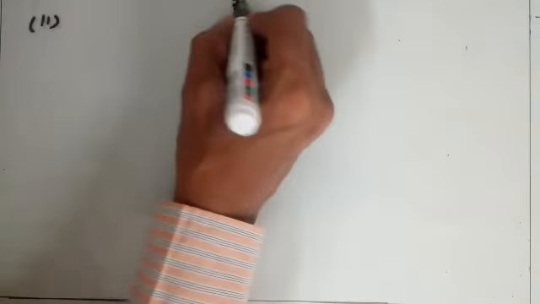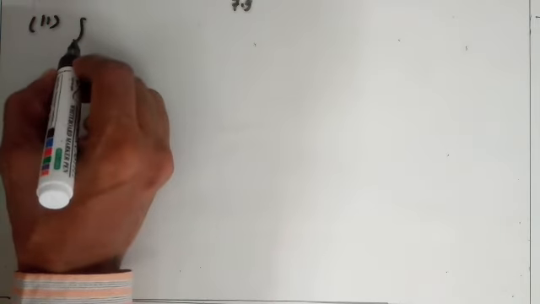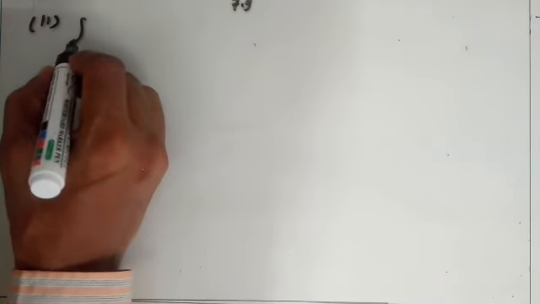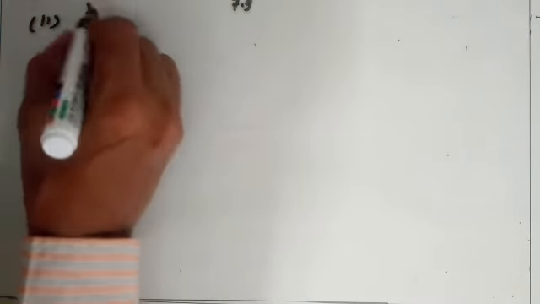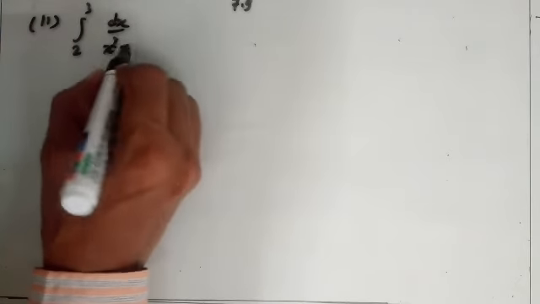Friends, now here we solve the remaining questions of exercise 7.9, question number 11. Here given, find the definite integral from 2 to 3 of 1 upon x square minus 1 dx.